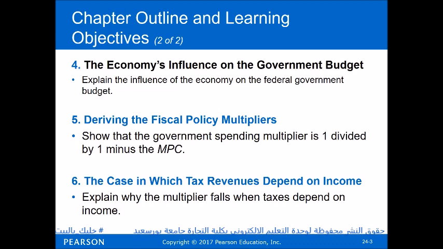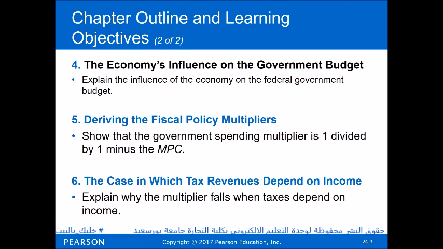4. The economy's impact on the government budget, where we explain the influence of the economy on the federal government budget. So we will look at the effect of the level of income on both government spending and government taxes, and therefore the government budget. 5. Deriving the fiscal policy multipliers.